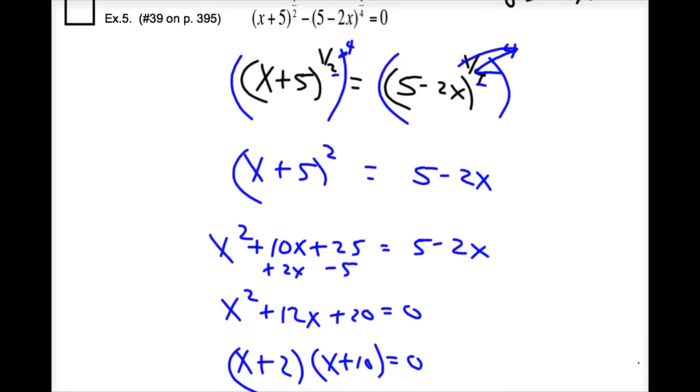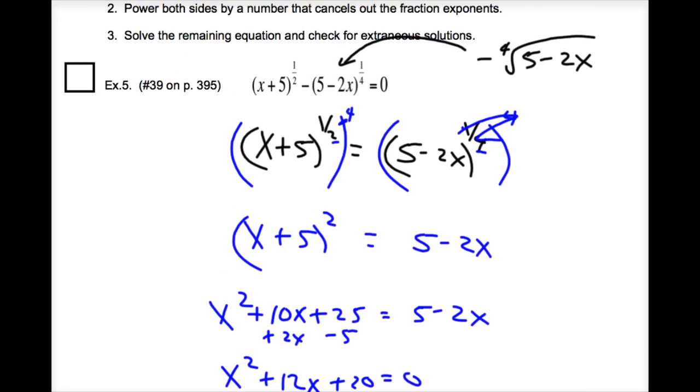Have to check them because I did a square, which can create extra answers. And if you go to check it, you should see that when I plug in -10, I got a bad situation because you end up with -5 to the 1/2. -10 plus 5 is -5. So I'm asking you to do the square root of -5, and that's not doable. You're going to get imaginary. So -10 doesn't work. Cross that one out.